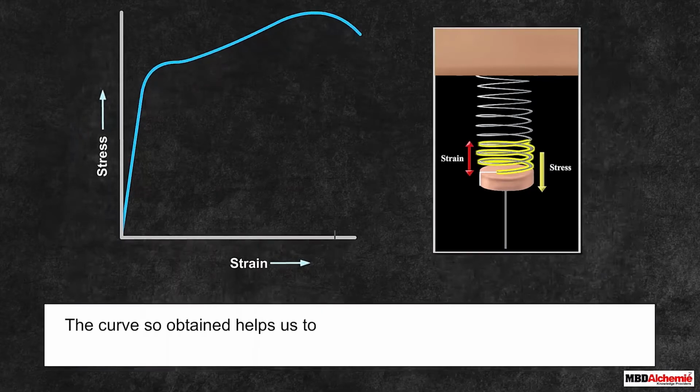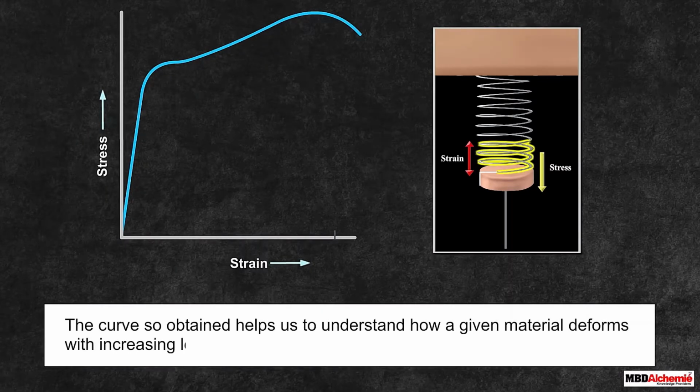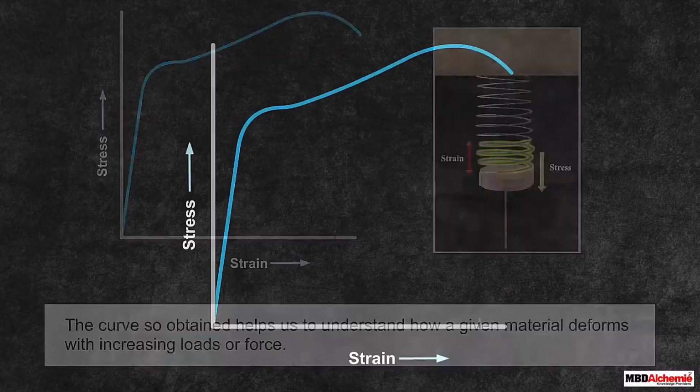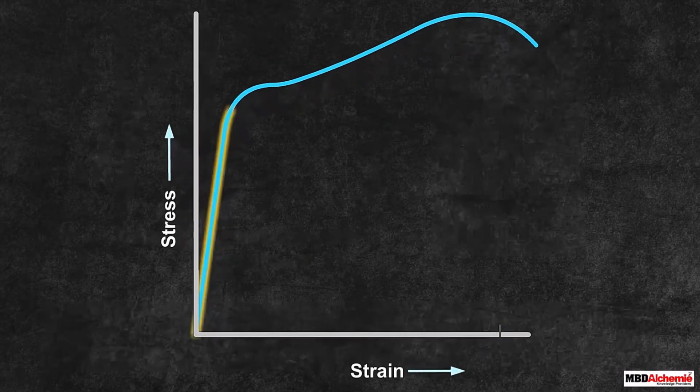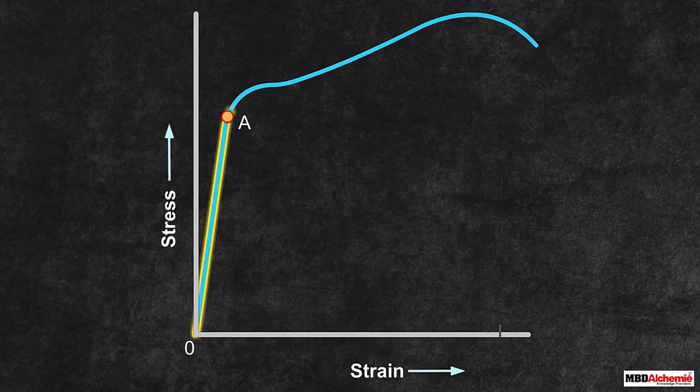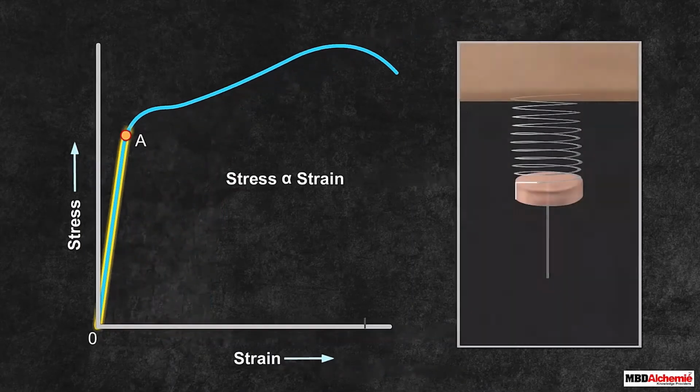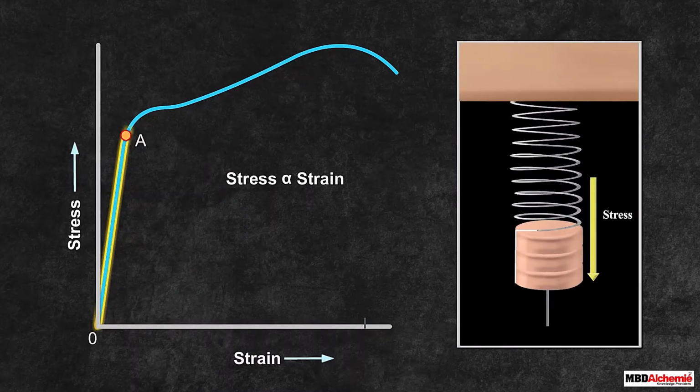The curve obtained help us to understand how a given material deforms with increasing loads or force. From the graph, we can see that from point O to point A, the graph is linear. Dito sa region na ito, sinusunod natin ang Hooke's law, which states that stress is directly proportional to strain. The higher the stress, the higher the strain.